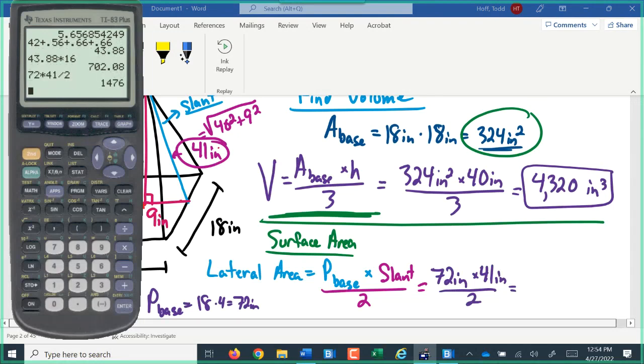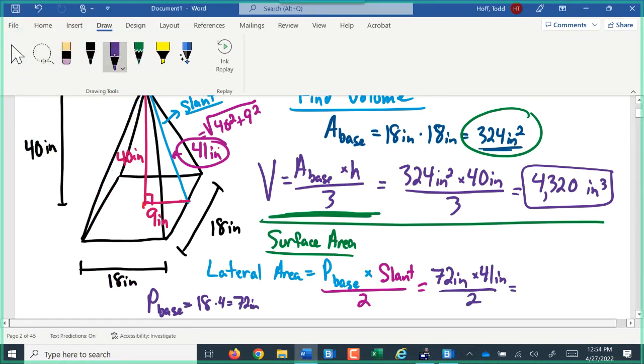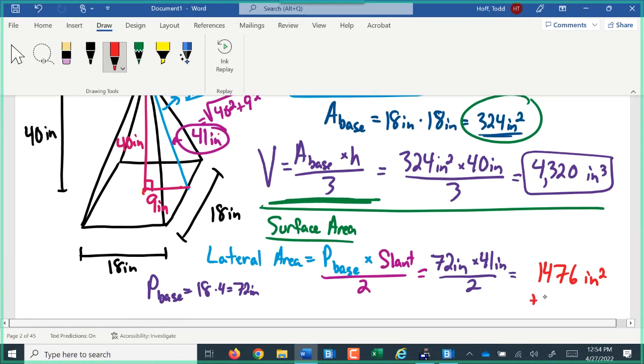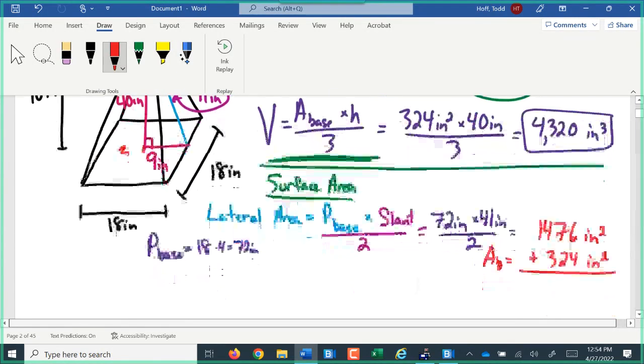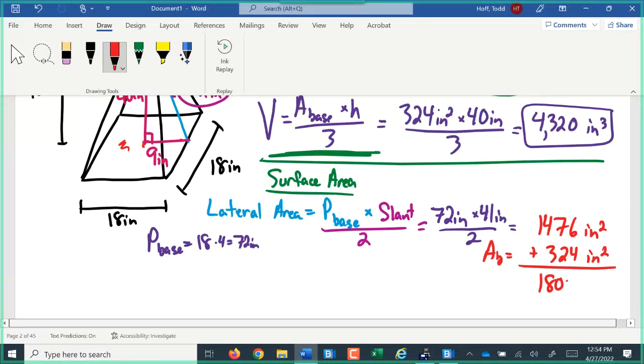Giving us 1,476 inches squared. And to that, we're going to add our base. Why did we only add it once? Because it's only got one base. Add that on there, and we get 1,800 square inches of surface area.